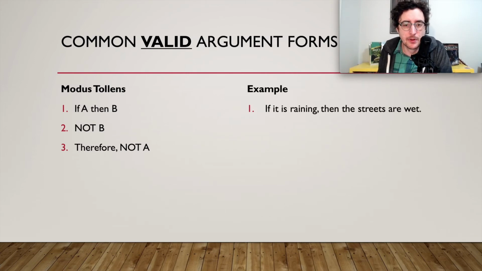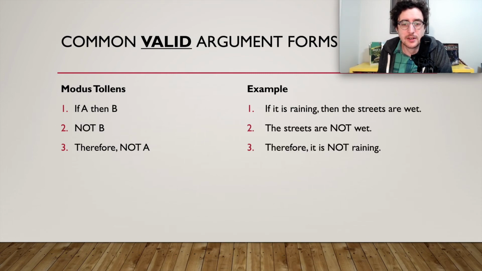Here's an example. If it's raining, then the streets are wet. The streets are not wet, therefore it's not raining. The A here is it's raining. The B here is the streets are wet. Yet again, anytime you see this argument form, it's going to be valid.